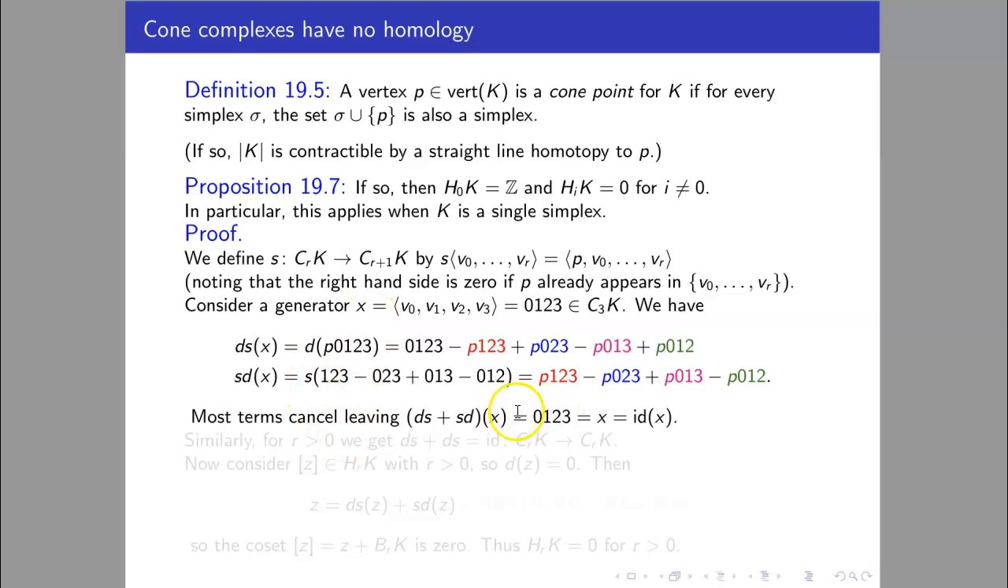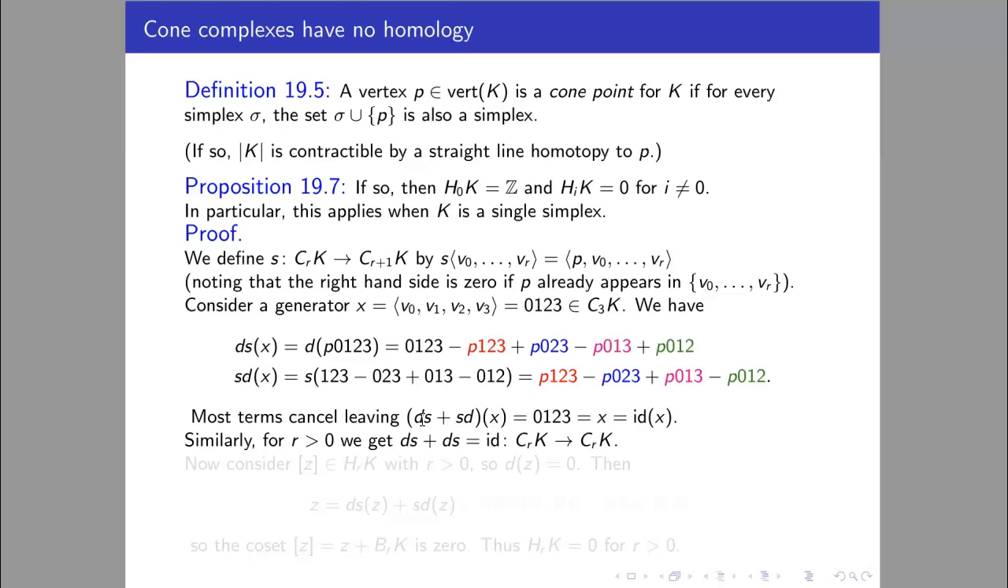So when we consider ds plus sd, which is what we're supposed to do for a chain homotopy, then we find that basically everything here cancels, except that this term is left uncancelled. So ds plus sd is just this 0, 1, 2, 3, which is the original x. Or if you like, you can call that the identity applied to x. So what we're basically saying is that ds plus sd is equal to the identity.